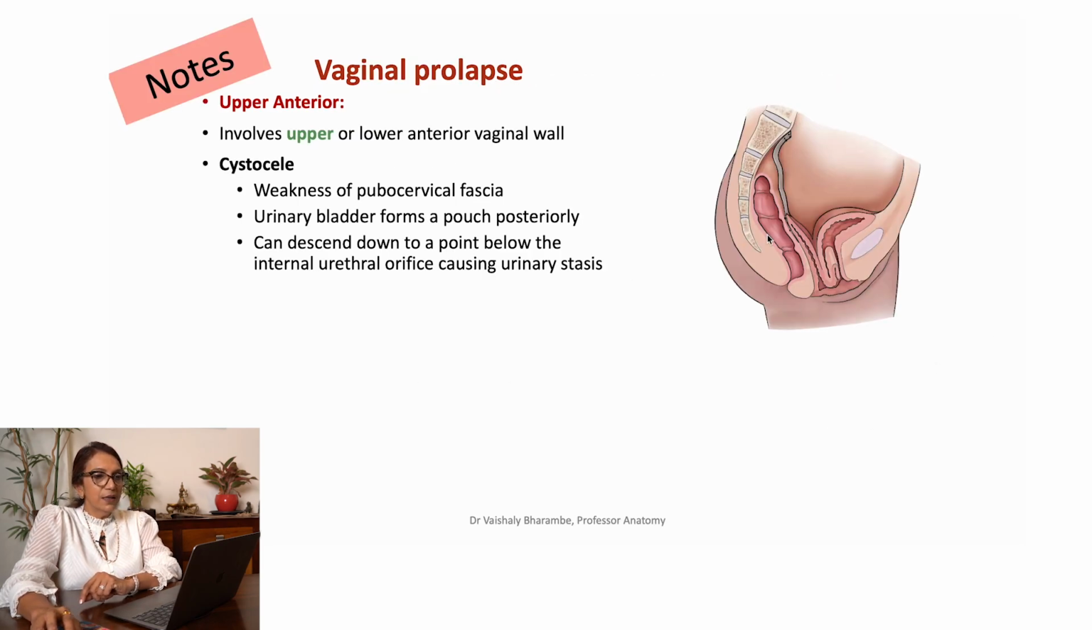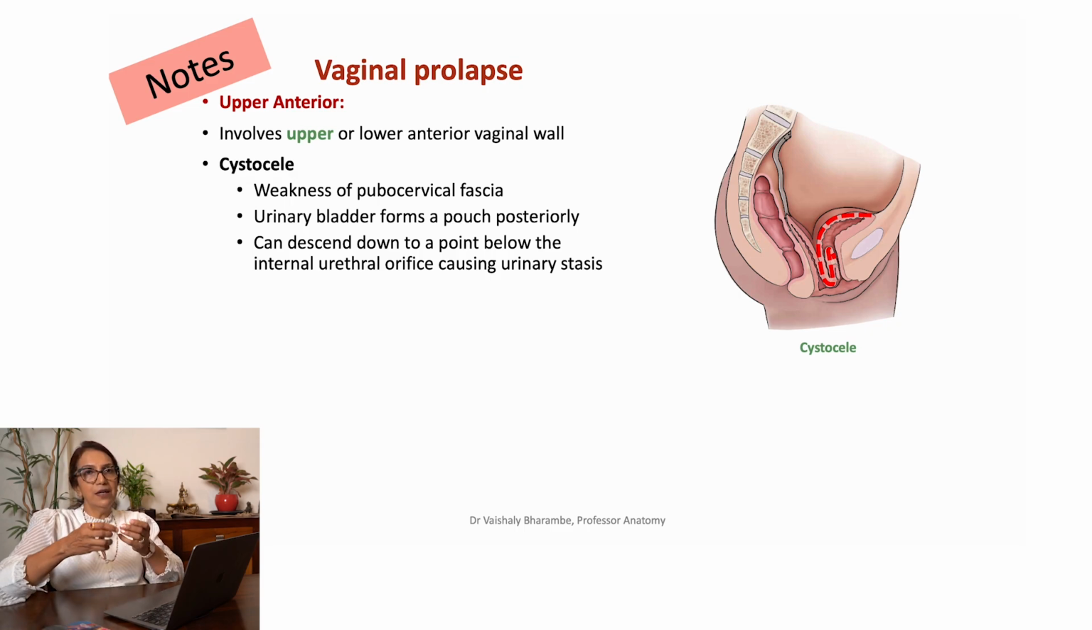Here you're seeing the vagina. The section has not gone through the uterus. Here you can see the fallopian tube. So here's the vagina, this is the anterior vaginal wall, and here is the urinary bladder. You can see that the anterior vaginal wall has become weak and the urinary bladder has prolapsed backwards, causing a kind of prolapse which is called a cystocele. A prolapse that involves a urinary bladder is called a cystocele. Here, the urinary bladder prolapses backwards into the vagina.